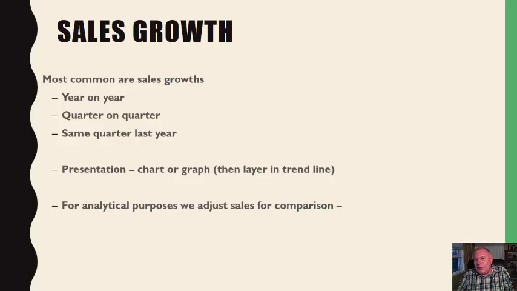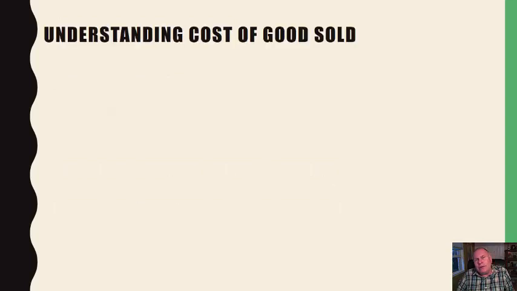For analytical purposes, we adjust sales for comparison. We can overlay them to industry or common size. Now, once we get the sales done and we know what's driving that, we move on to cost of goods sold.